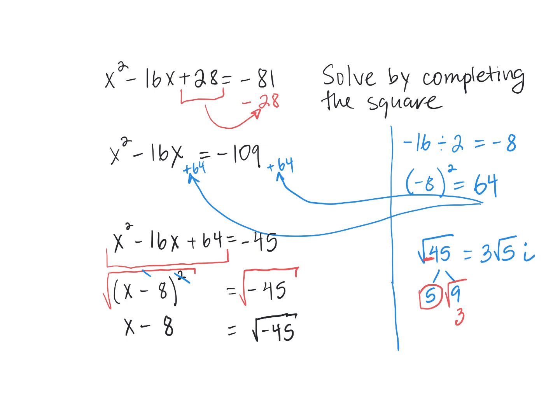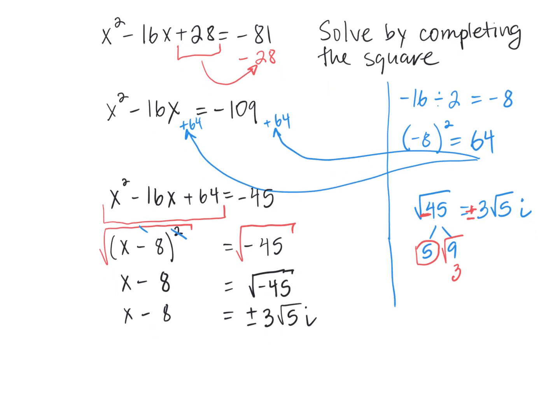Additionally, every time we introduce a square root to an equation, I have to make sure I put a plus and a minus in front of that. So here is what I have here in the equation. X minus 8 equals plus or minus 3 square root of 5i. My final step will be to get the x by itself, which requires me to get rid of the 8. And to do that, I will simply add my 8 to the right side here, because it's minus 8.